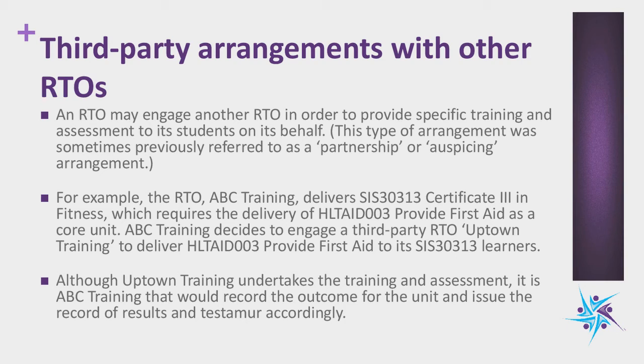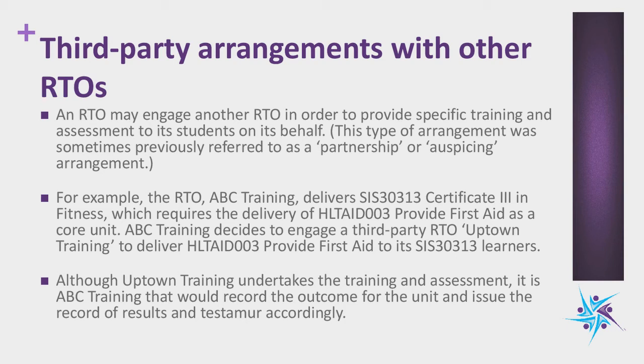So although Uptown Training undertakes the training and assessment, it is ABC Training that would record the outcome for the unit and issue the record of results accordingly. So the RTO that is delivering the training and assessment for the first aid unit would be responsible for issuing the certificate for the first aid unit. And then what the lead RTO, ABC Training for example, would do is then do a credit transfer from the unit of competency where they got the other RTO to come in and deliver the single unit of competency. So that's an example of a third-party arrangement that you may have with another RTO.